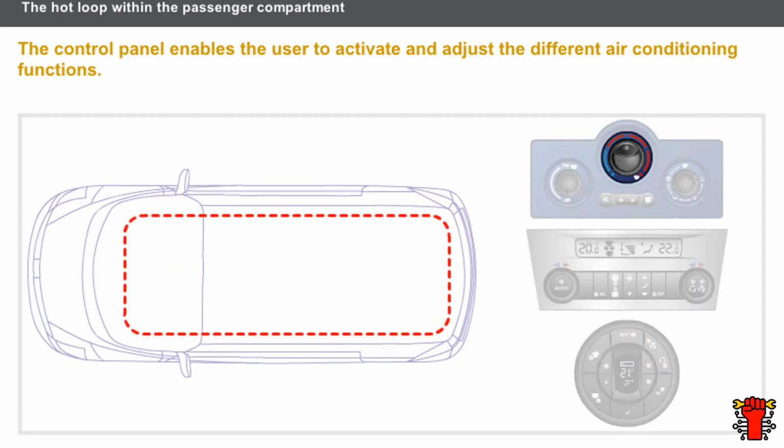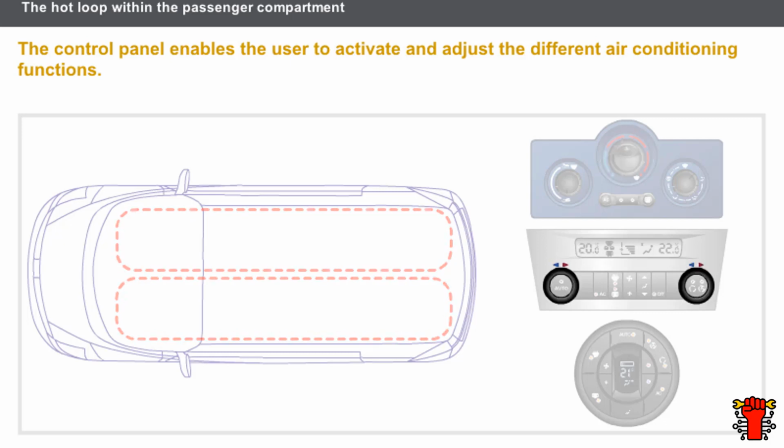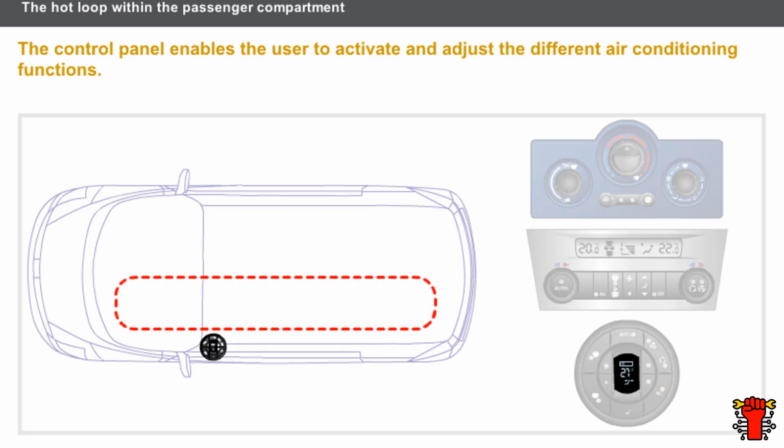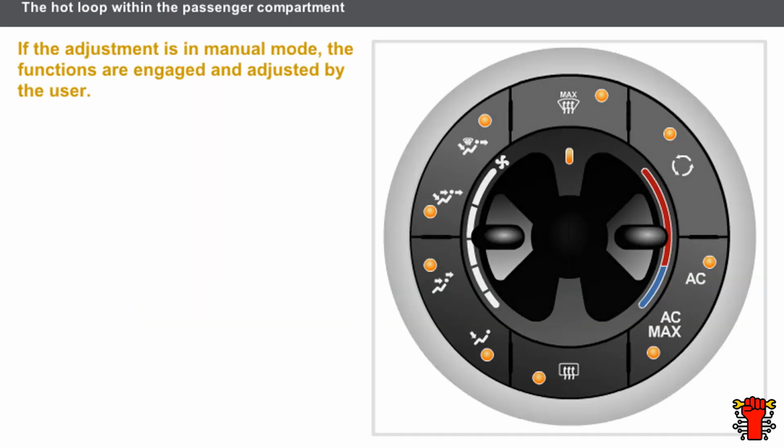A single zone adjustment control panel is used for uniform distribution of air conditioning in the vehicle. The two-zone adjustment control panel is used for distribution of air on each side. The multi-zone adjustment control panels are used for distribution of air in each row. Here is a manual adjustment control panel. If the adjustment is in manual mode, the functions are engaged and adjusted by the user.